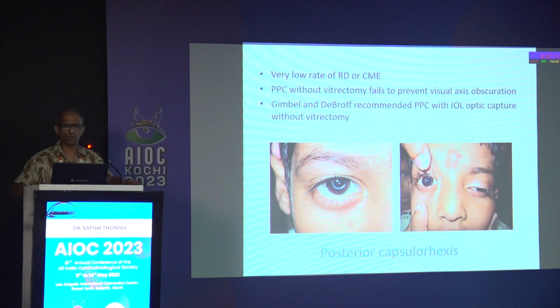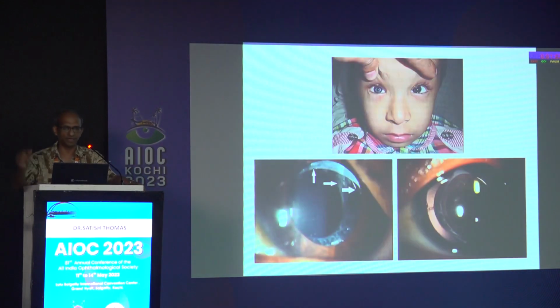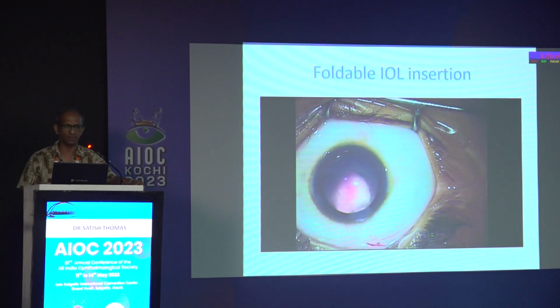You can also do an optic capture to try and ensure that the visual axis remains clear. But if you've done a good anterior vitrectomy, then an optic capture is not necessary. So these are just photographs to show that opacification is invariable and quick immediately post-op, but if you've taken care of it in your primary surgery well, the visual axis continues to remain clear.